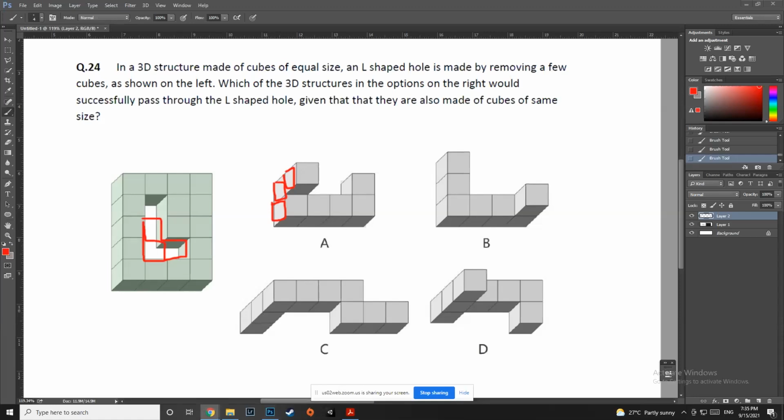So Krishna, you said C and D, right? But do you agree with A? So if these three squares pass, everything is behind them only, no? So that will definitely pass. Nandana, what are you saying about no? I say you think it won't pass. Okay.